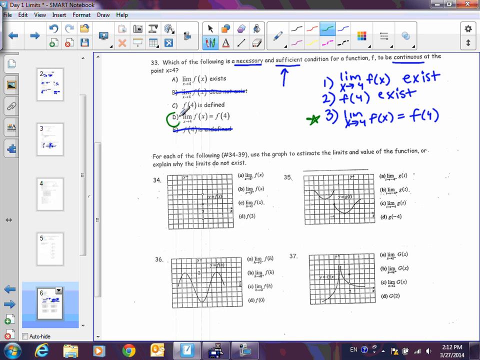Because if I'm saying that the limit as x approaches 4 of f of x, if I'm putting that in there, it has to exist. And if I'm saying that equals f of 4, I'm saying that has to exist. All right, does that make sense?